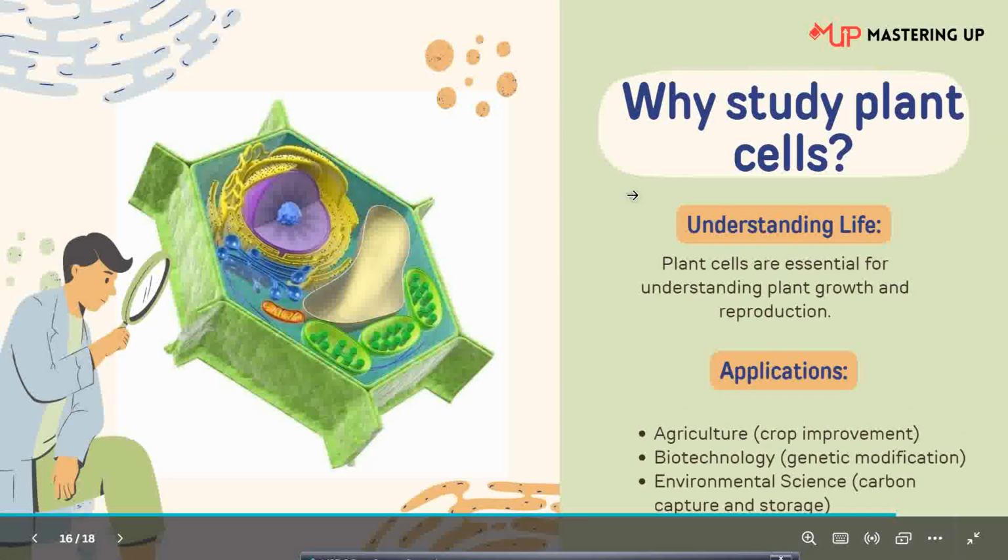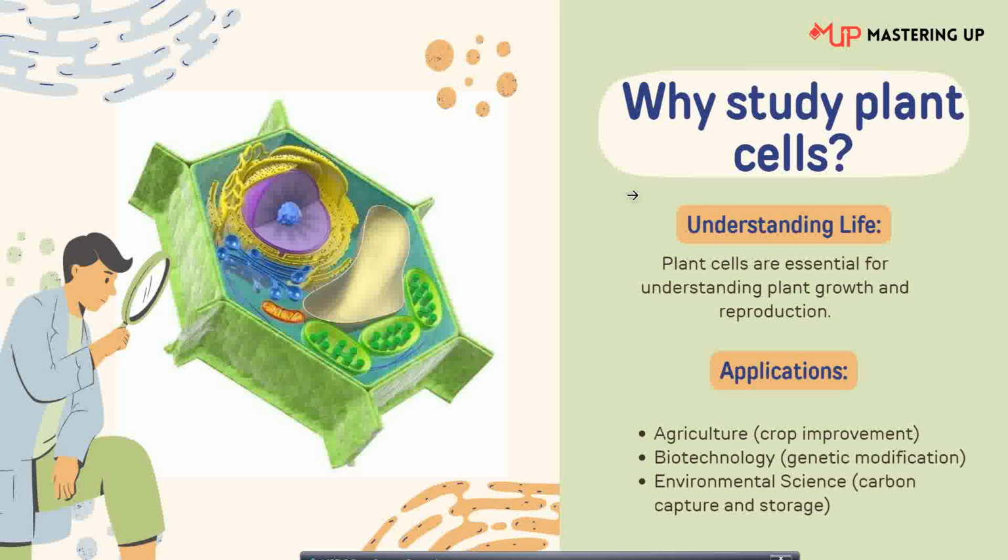Now let's see why we should study the structure of plant cells. First, to understand life: plant cells are essential for understanding plant growth and reproduction. If we have to know how these plants are growing and how they are reproducing, we have to know the basic fundamental structural unit of plants. So what is that? That is basically the plant cell. Now the applications. There are different applications for the study of plant structure. First is agriculture, where we study plant structure for crop improvement; in biotechnology for genetic modifications; and in environmental science for carbon capture and storage, etc.